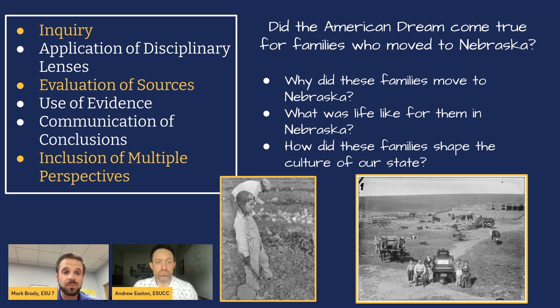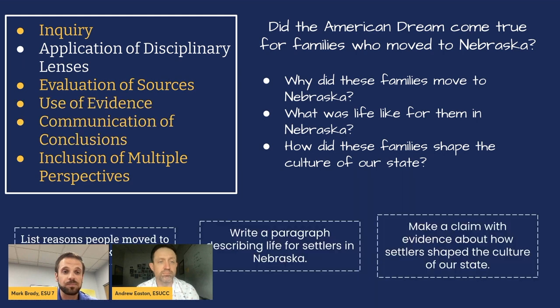And again, in that process, we want students to be evaluating sources and looking at sources from different perspectives. So for example, if we're talking about families and what their experiences were like coming to Nebraska, we might be looking at different perspectives of that. How might that have been true for a certain group of people, and how might it have been different for a different group of people? Looking at sources that give us evidence of that, highlighting differing perspectives.